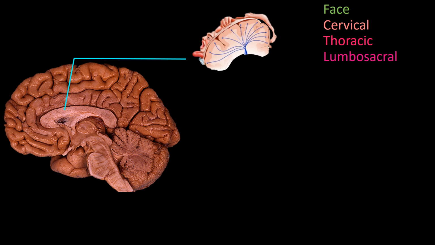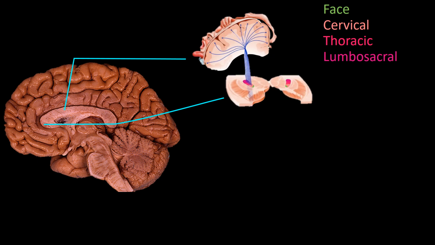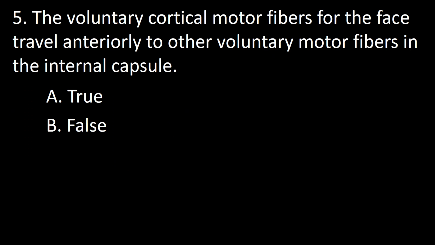Also represented in this figure are the corresponding fibers coming together deeper in the brain parenchyma. A transverse cut at the level of the thalamus is represented here. It will show the internal capsule. The facial fibers are located anterior to all volitional motor fibers. So the answer to this question is true.